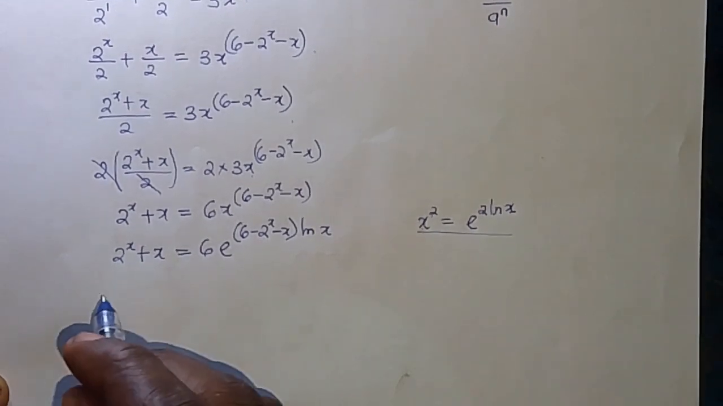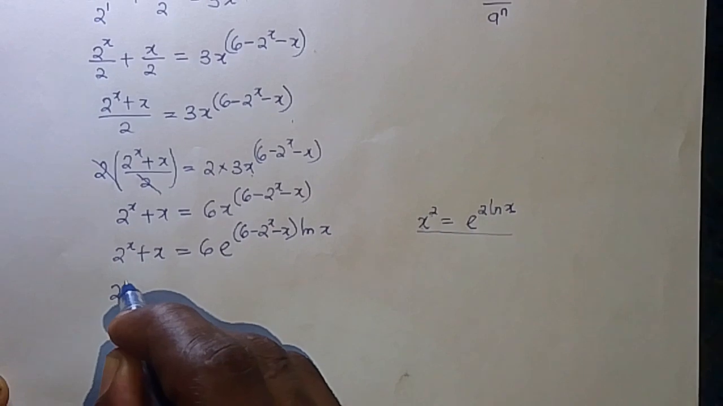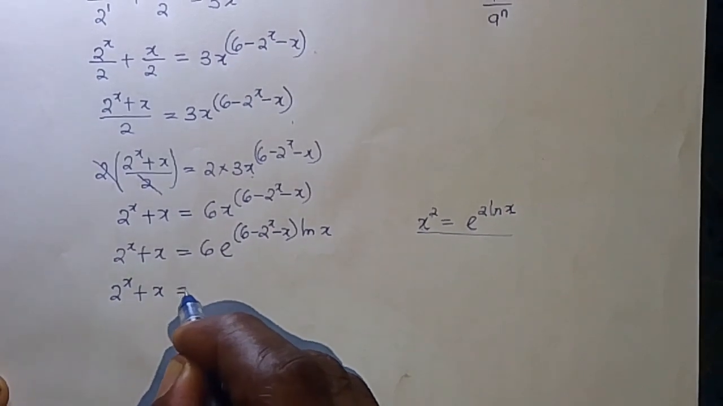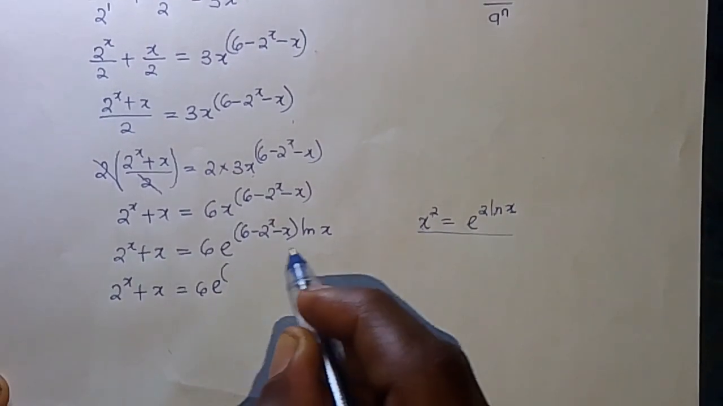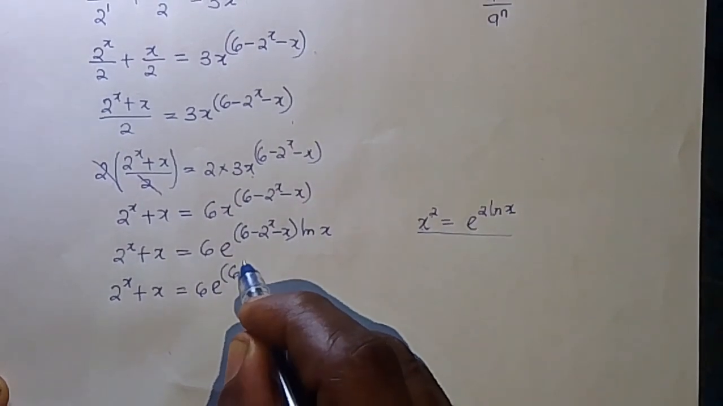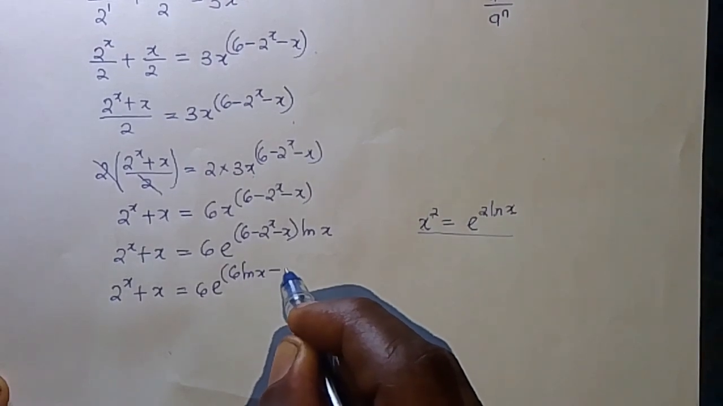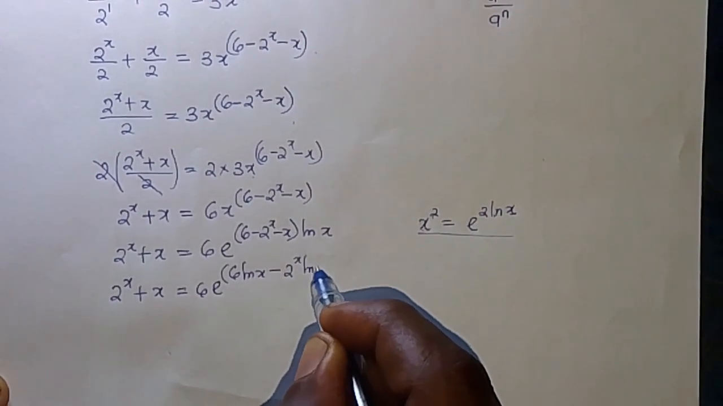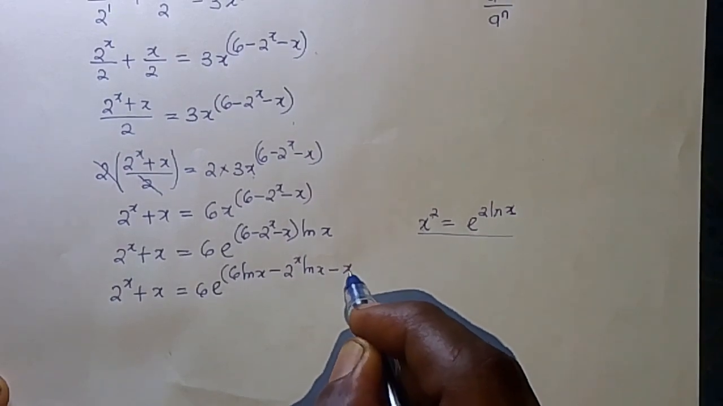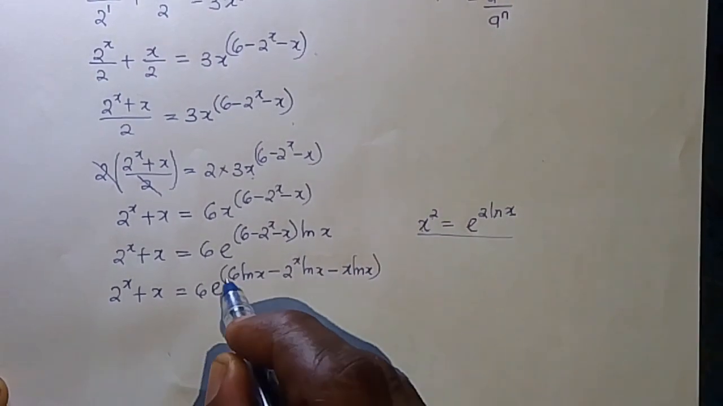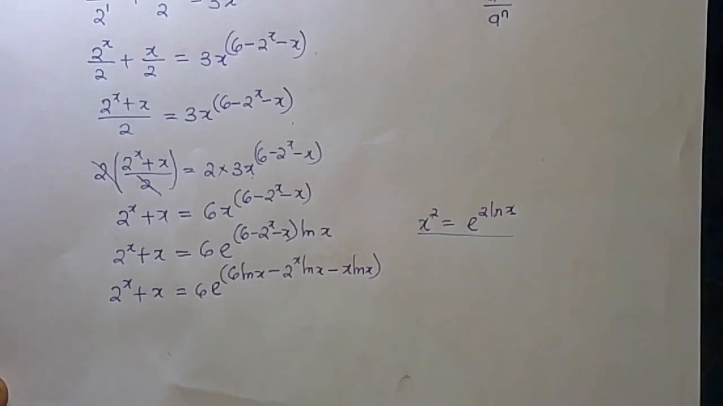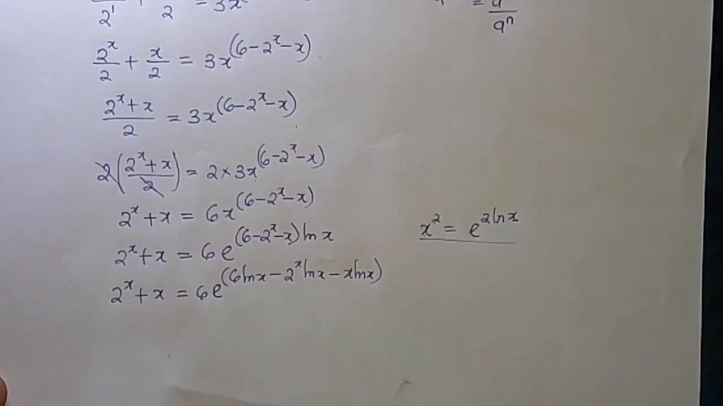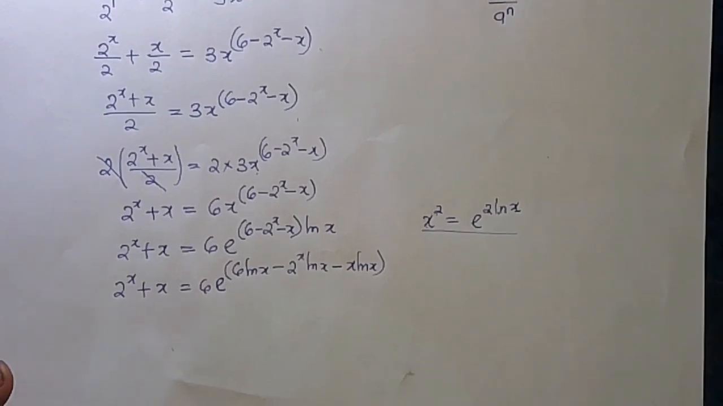So this can also be written as 2 to the power of x plus x equals 6 multiplied by e to the power of, we can factor this out, that is we are having 6 ln x minus 2 to the power of x ln x minus x ln x, and the whole of this is the exponent of e here in this equation. So this is what we are having at this point. So we need to continue to solve and determine the value of x in this equation to satisfy it.